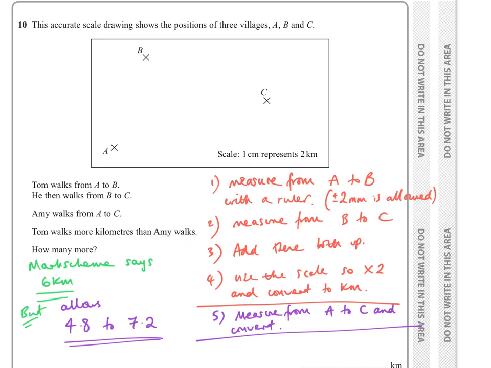Well, the answer's 6, but because of the inaccuracy, and don't forget you could have underestimated here, and then overestimated here, there could be quite a big discrepancy between 4.8 and 7.2. But as long as you show all the measurements you got, then the mark scheme would be fine between 4.8 and 7.2 kilometres. Okay, so good luck with that question and see if you can get it within these bounds here.